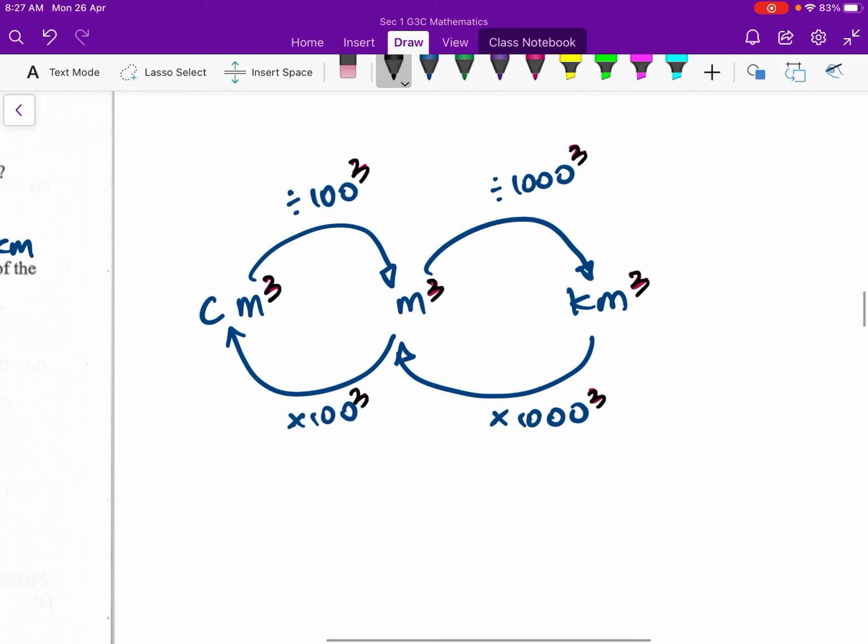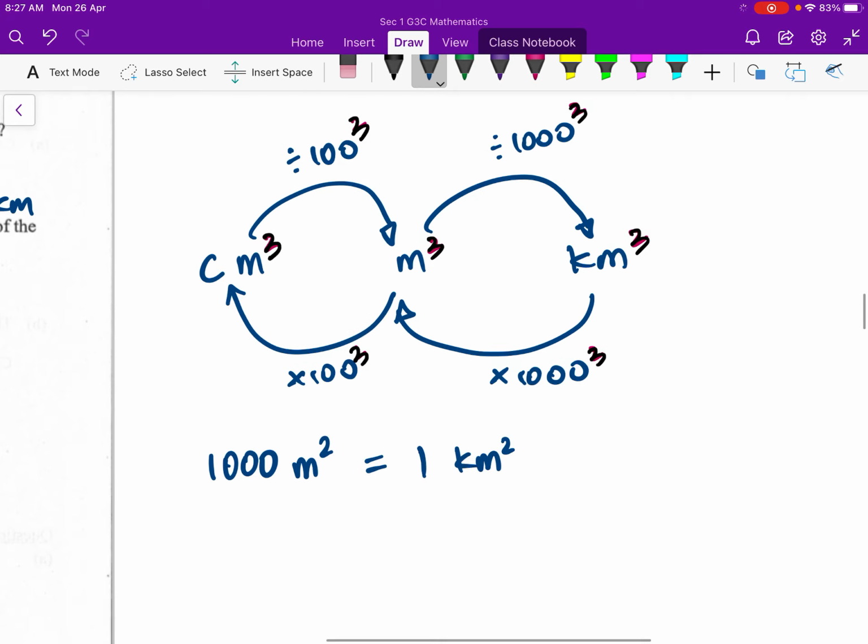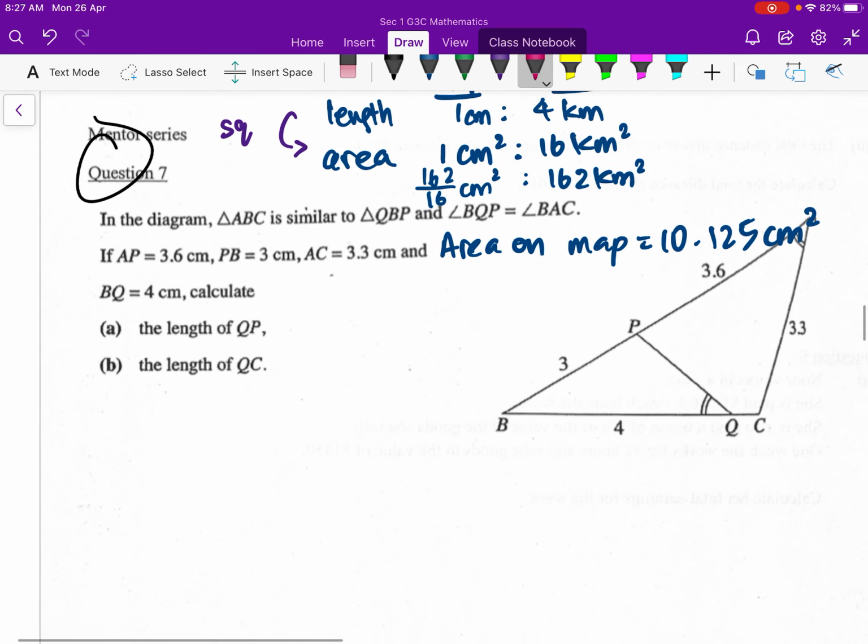So please don't ever say things like 1000 square meter equal to 1 square kilometer, because they are totally different. This is wrong. They are not the same. 1000 meter, yes, it is equal to 1 kilometer, but 1000 square meter is not the same as 1 square kilometer. Different. Okay, now question 7.